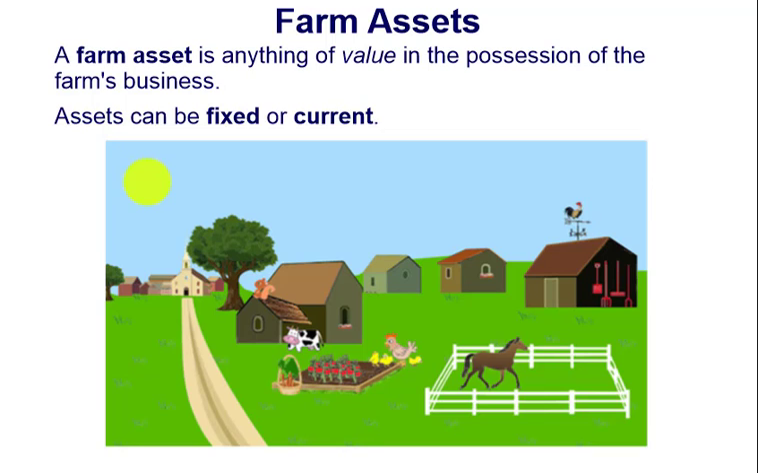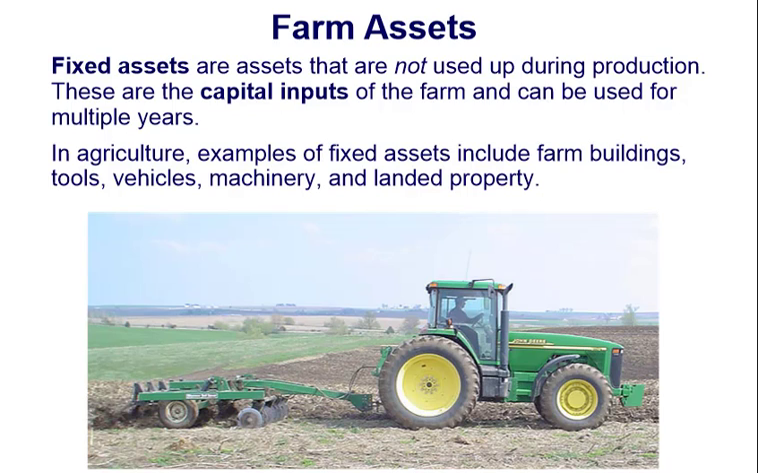Farm assets. A farm asset is anything of value in the possession of the farm's business. Assets can be fixed or current. Fixed assets are assets that are not used up during production. These are capital inputs of the farm and can be used for multiple years. In agriculture, examples of fixed assets include farm buildings, tools, vehicles, machinery, and landed property.